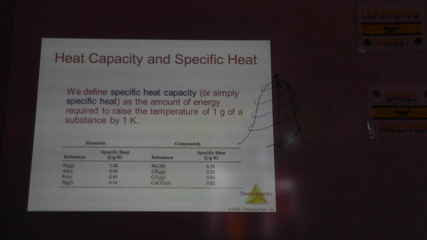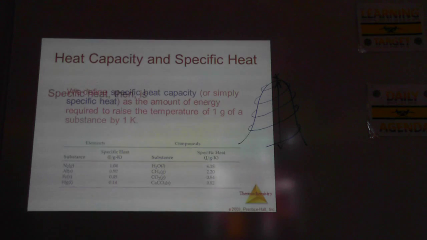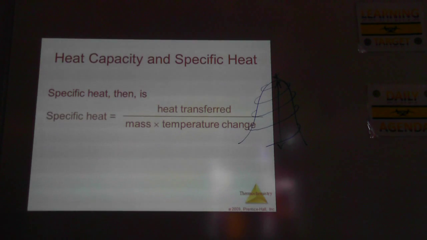Okay, the specific heat capacity, or sometimes we just shorten that to specific heat, is the amount of energy required to raise the temperature of 1 gram of a substance by 1 Kelvin. So the amount of energy required to raise the temperature of 1 gram of a substance by 1 Kelvin. Okay, so we can take that and break that down.